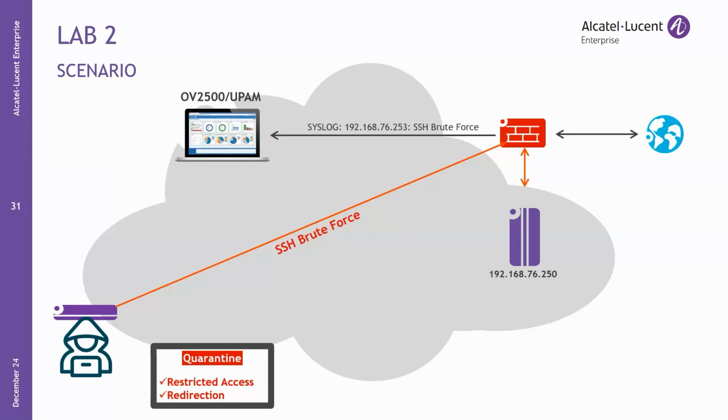The IPS can alert OmniVista and inform of the attacker's IP address through a syslog message. OmniVista will look up the IP address in its database and determine that the attacker is connected to a certain switch or access point. It can then tell the switch or access point to apply a quarantine role to that device. In the quarantine role, the device is very restricted or completely blocked. It may only be allowed to communicate with or redirected to a remediation server.